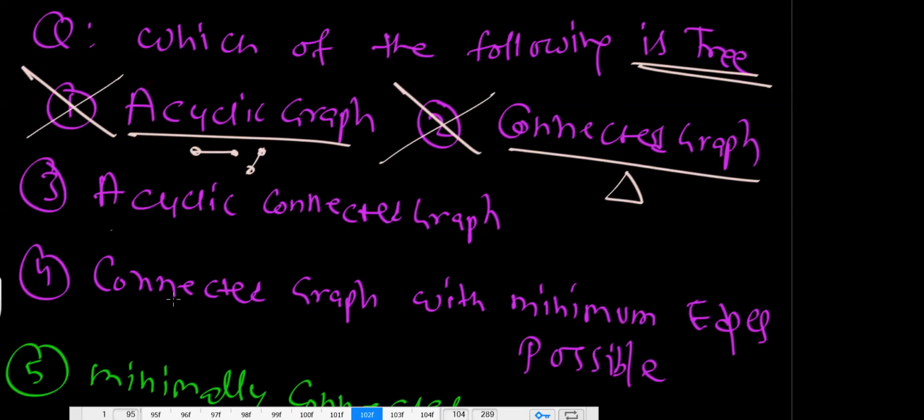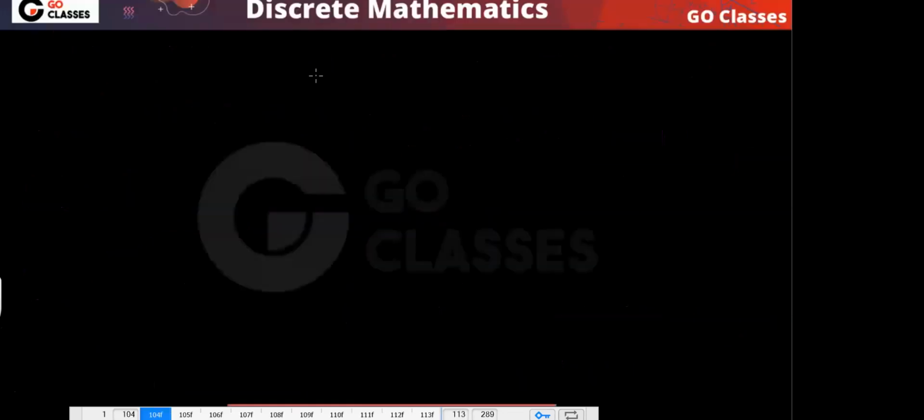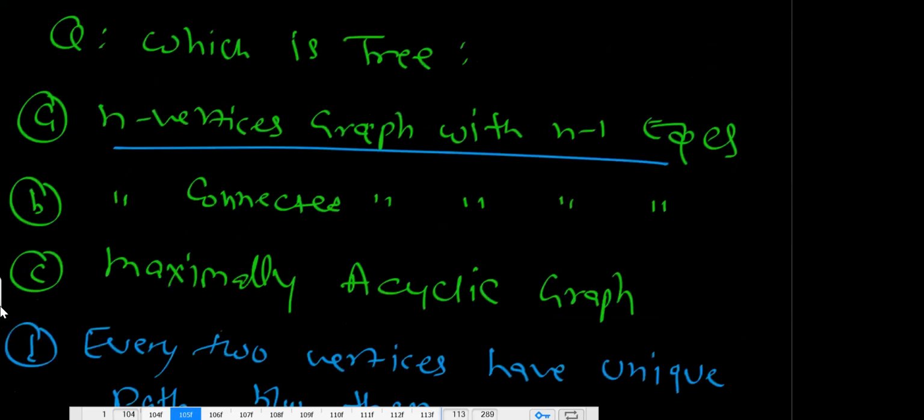Connected graph with minimum number of edges. Yes, this is correct. Minimally connected. Yes. Okay, so this is the definition. Tell me, which of the following is a tree? N vertices graph with n-1 edges.